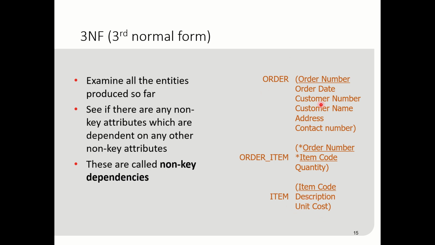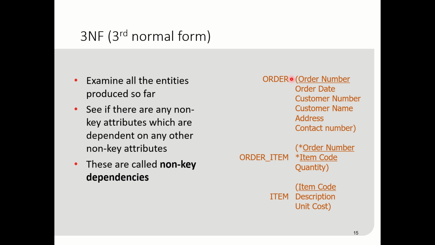In this table, you check whether any non-key attributes are dependent on other non-key attributes. Looking at customer number, customer name, address, and contact number: customer name is dependent on customer number, address is dependent on customer number, and contact number is dependent on customer number. So there is a non-key dependency here, also called a transitive dependency.